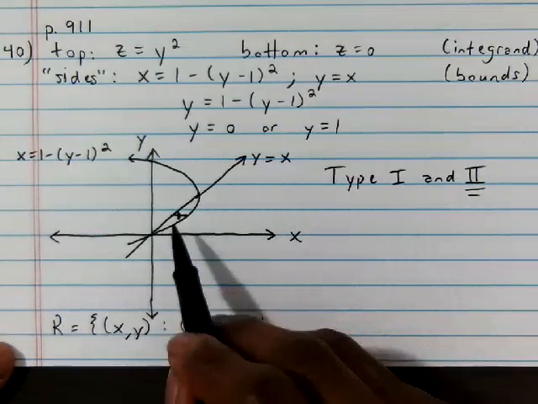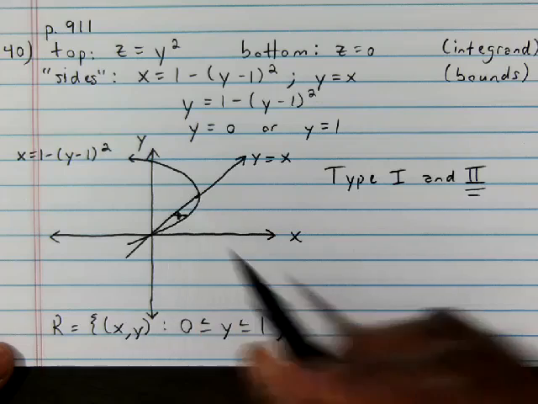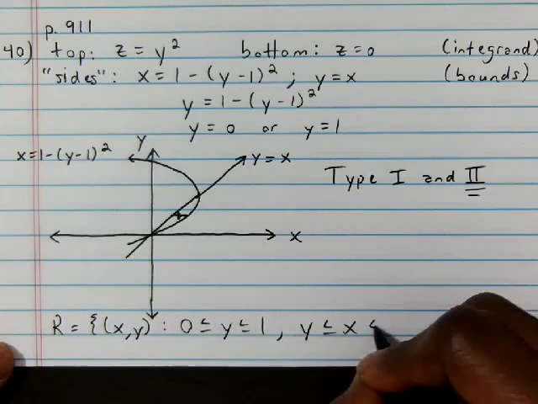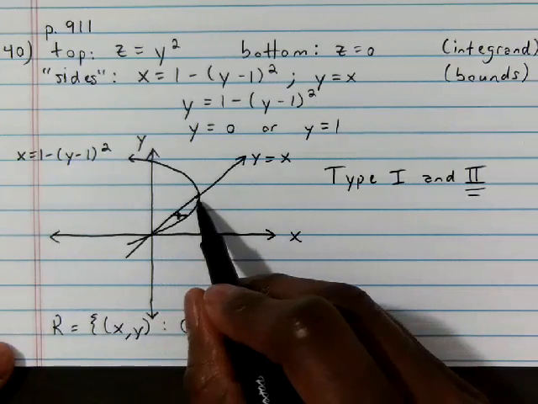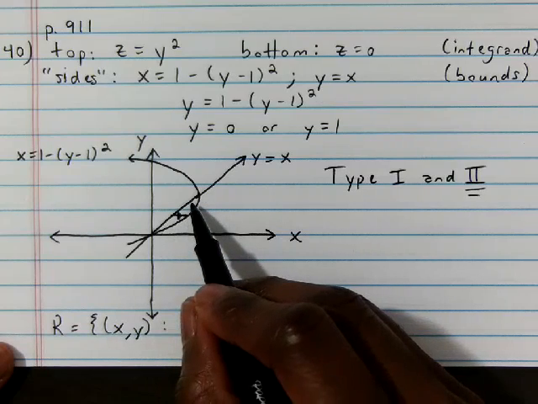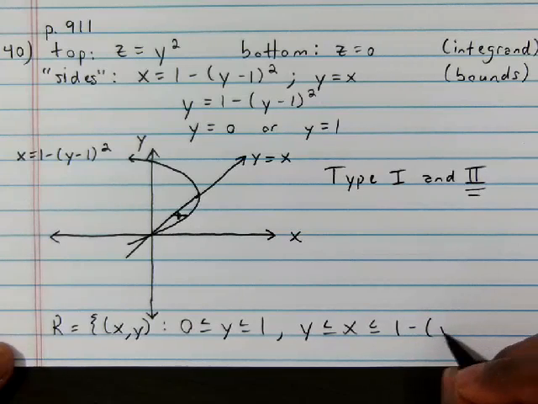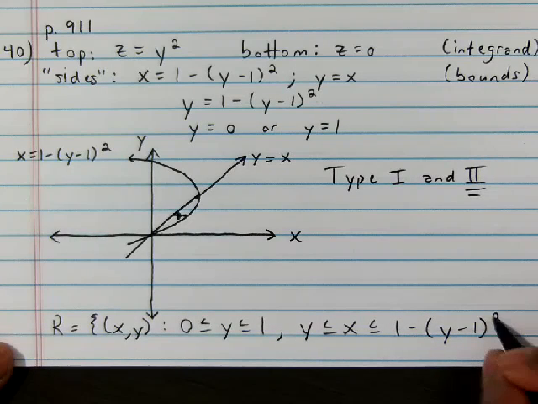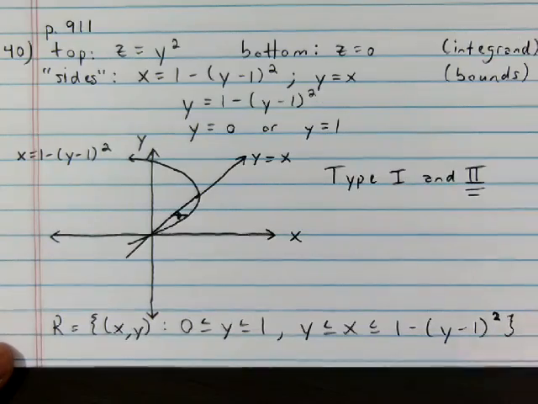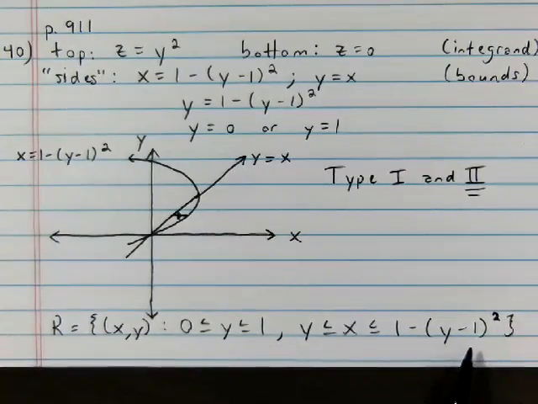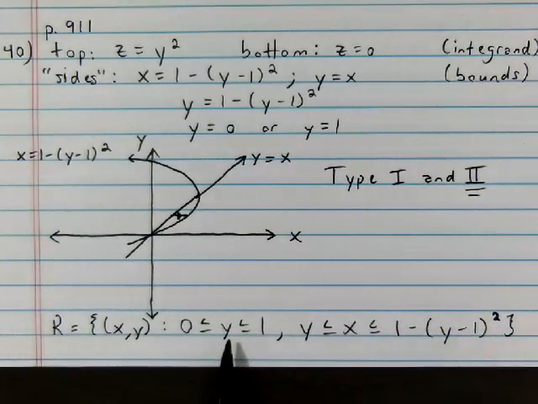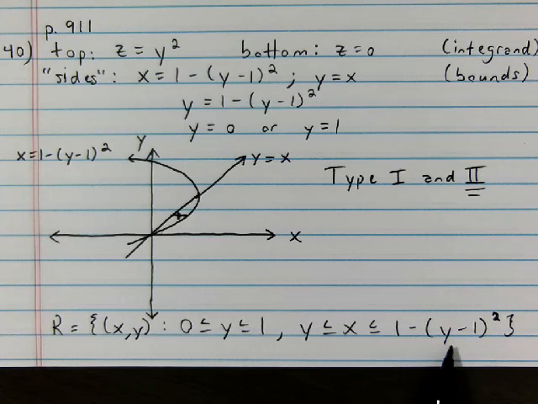Then x goes from this line, which is y, up to this curve, which is 1 minus the quantity y minus 1 squared. The reason I say to always write this out is because then you can easily see the bounds for your integral. Constants are always going to go on the outside, so we're going to go from 0 to 1 on the outside. Functions go on the inside integral, so we're going to go from y up to 1 minus the quantity y minus 1 squared when we set up our integral.